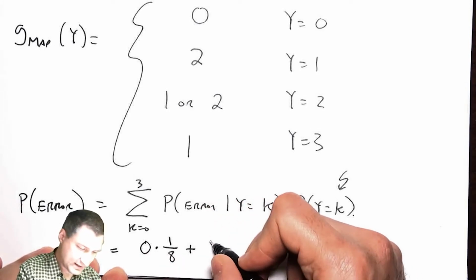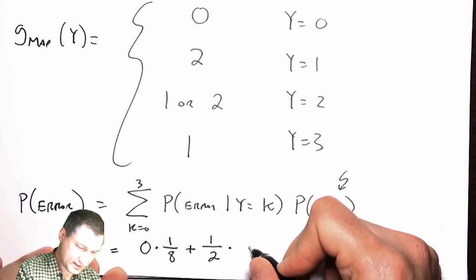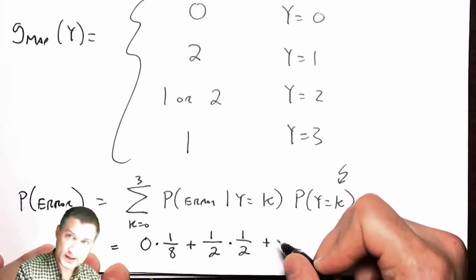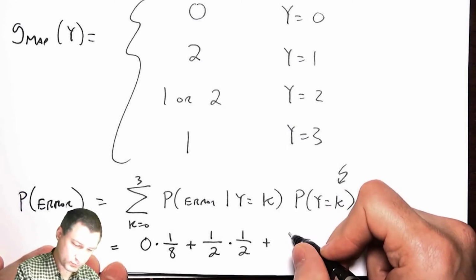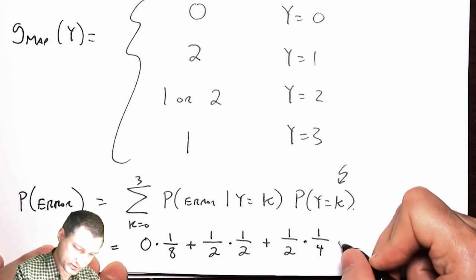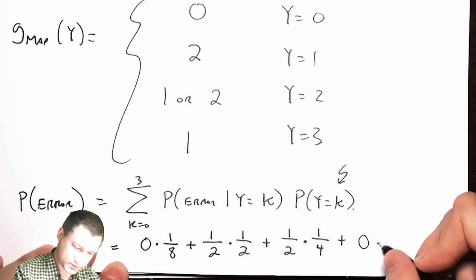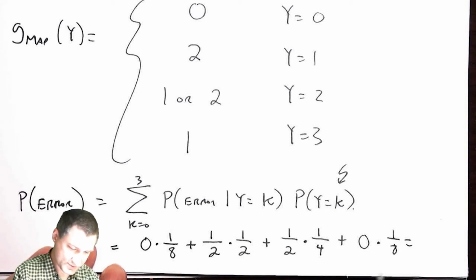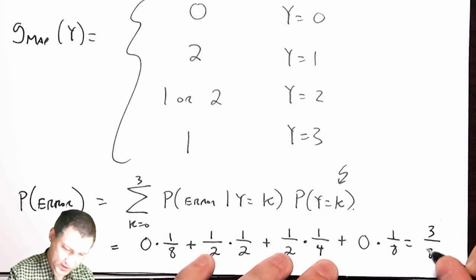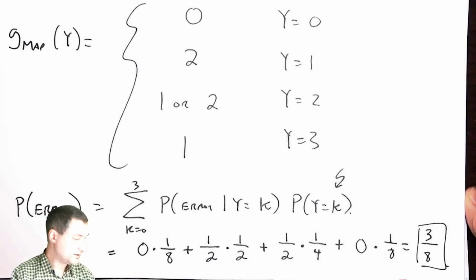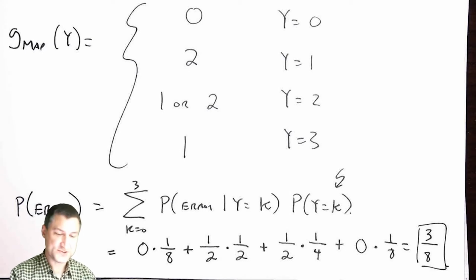I have 1/2 probability of error if I'm in the y equals 1 case, and that had probability 1/4. I have basically 1/2 probability of error if I'm in the y equals 2 case, which had probability of 1/4, and I have 0 probability of error if I'm in the y equals 3 case. So I can add this up and I get 0, 0, 1/4, and 1/8. So the total probability of error here is 3/8. Okay, so that's the MAP estimate in this discrete case.